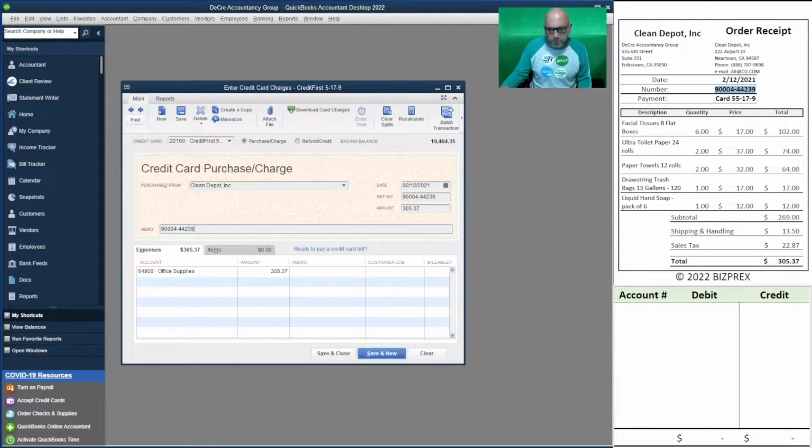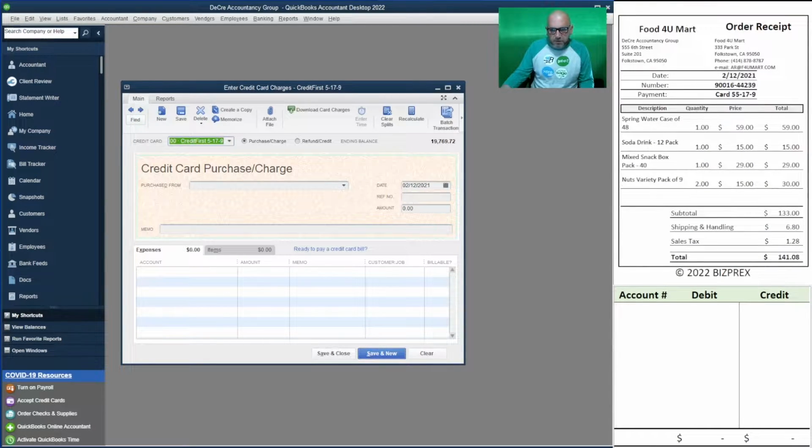So what do we have here? We have facial tissue, toiletries, liquid soap. To me, that's all office supplies. Again, one could argue cleaning supplies, but we're not in the cleaning business, especially for tax purposes. That's all office supplies since we use it towards the office, so we can go ahead and book it accordingly.